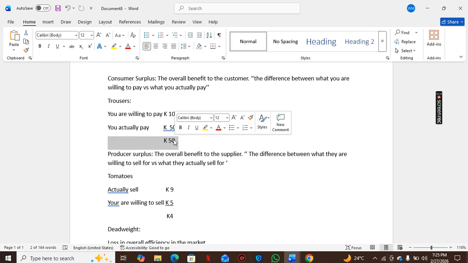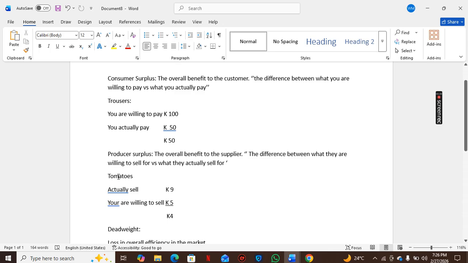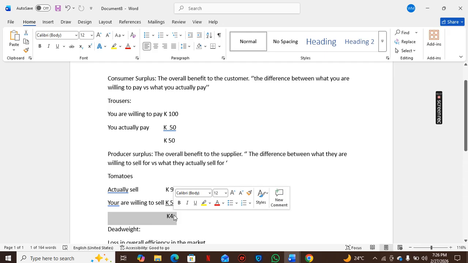Okay, then producer surplus, the overall benefit to the supplier, is just basically the difference between what the supplier is willing to sell the good for and what they actually sell the good for. So for the supplier side, this is more like the extra money you earn. If you are selling tomatoes and you're willing to sell them for 5 kwacha each, but you actually sell them for 9 kwacha, your producer surplus is 4 kwacha. So this is like the extra return that you get.